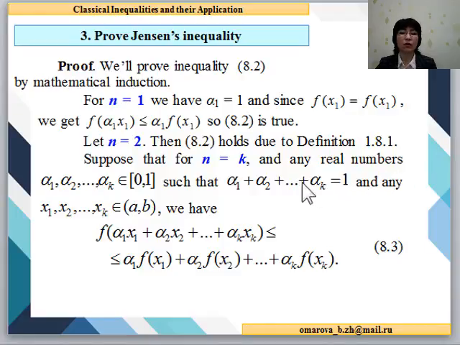Suppose that for n equal to k, any real numbers alpha 1, alpha 2, and so indefinitely alpha k lie in the segment from 0 to 1, such that their sum equal to 1, and any x1, x2, and so infinitely xk lie in the segment AB, we have inequality number 8.2.